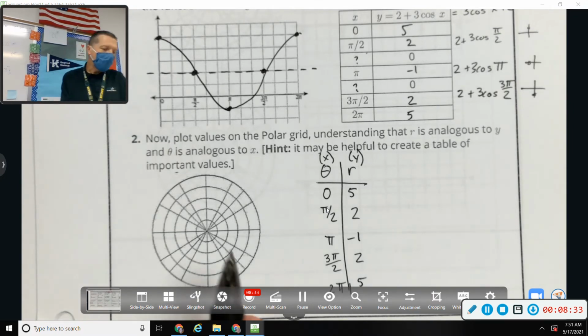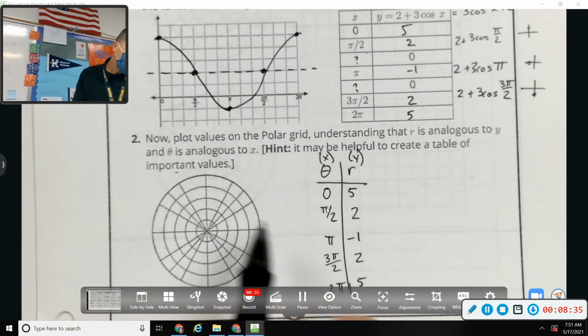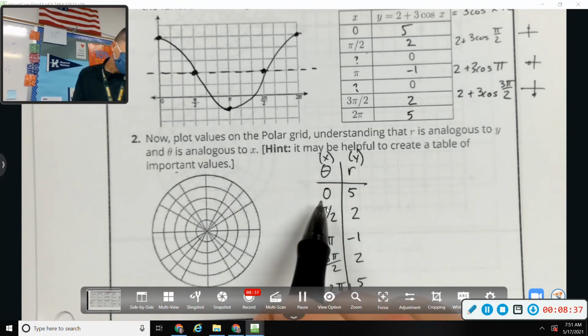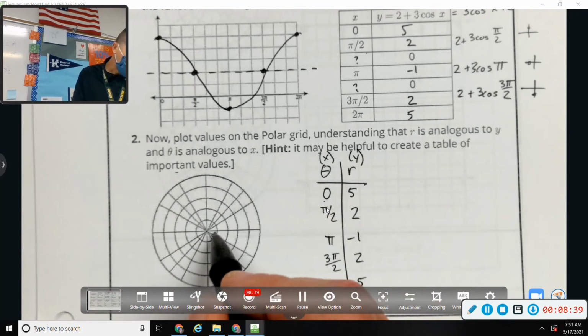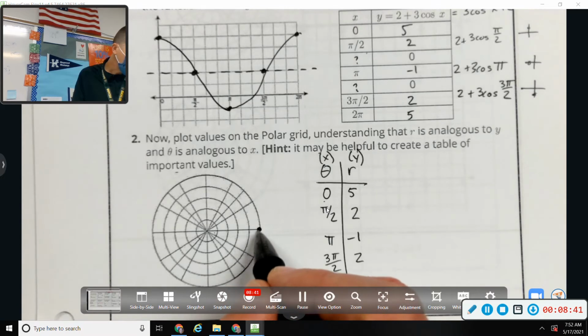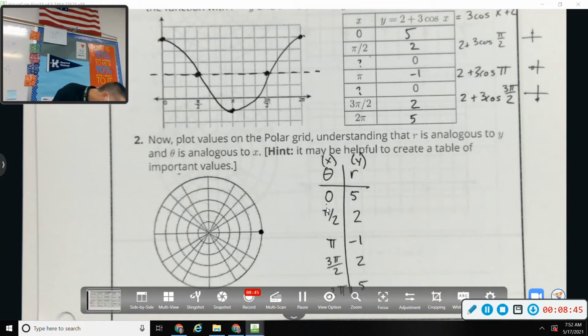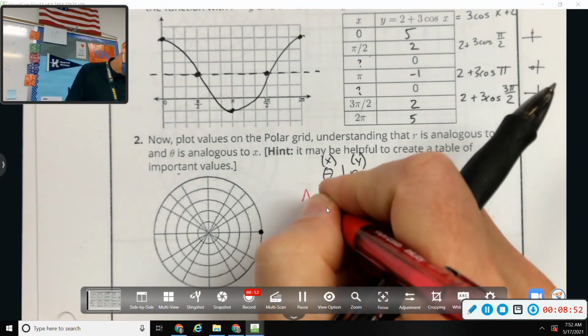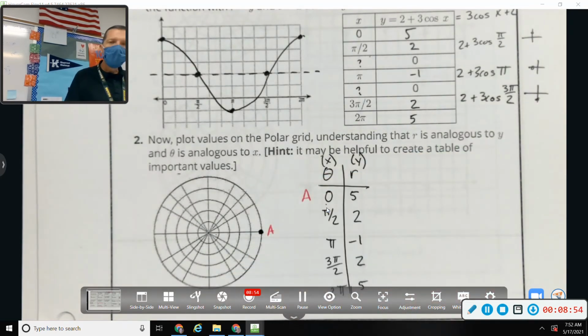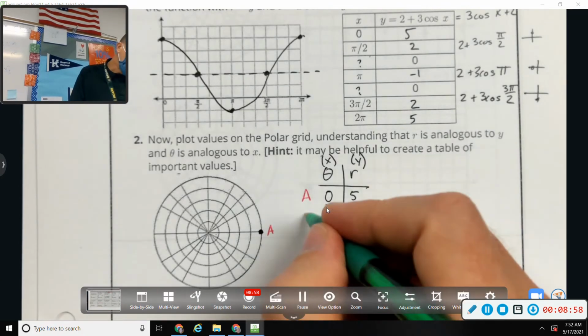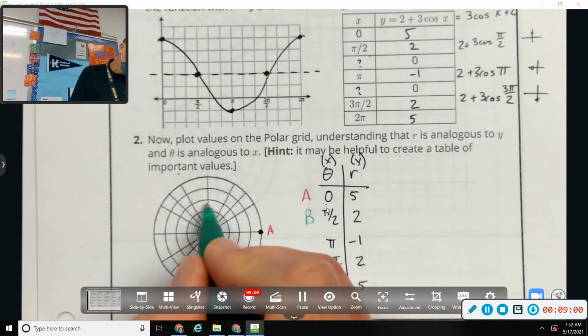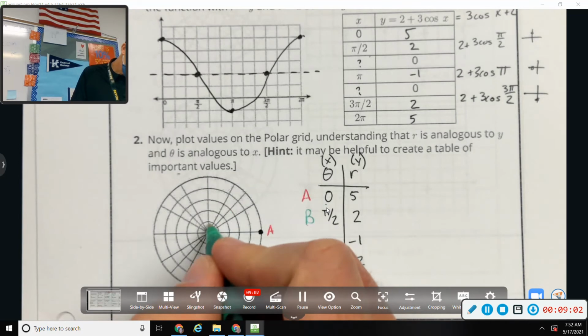So let's plot these points and see if we can figure out what's going on. So theta 0, R is 5. 1, 2, 3, 4, 5. So there's point A. Point B, pi over 2, comma 2. So rotate to pi over 2 and go up 2.